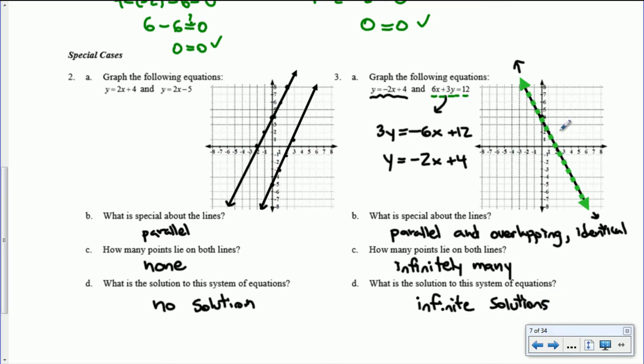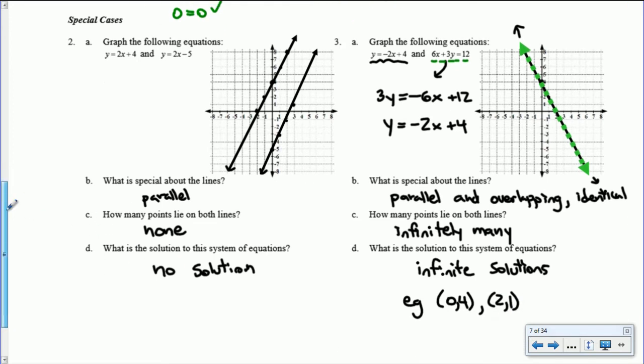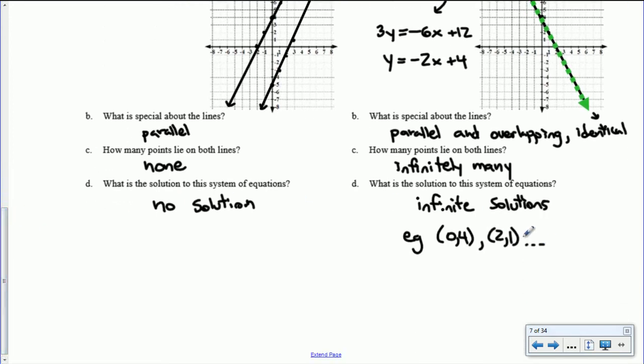So long as it exists on both lines. So for example, 0, 4, we could also pick, I don't know, 2, 0, and so on. You could keep going. And it doesn't even have to be restricted to integers. As long as it lies on both, it's a solution.